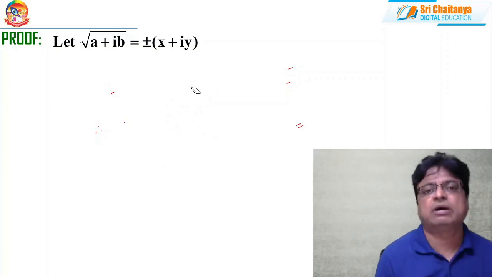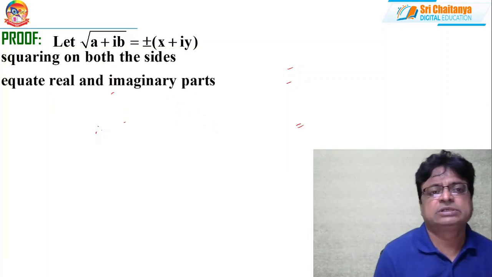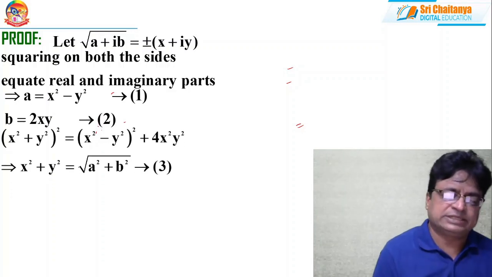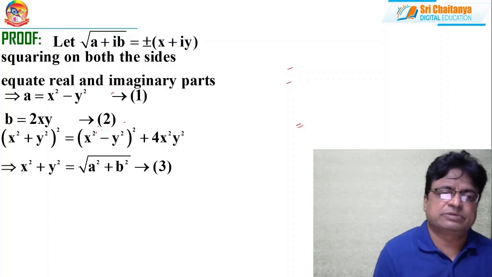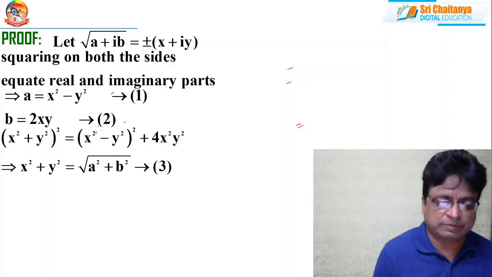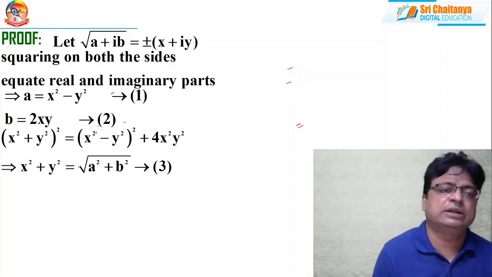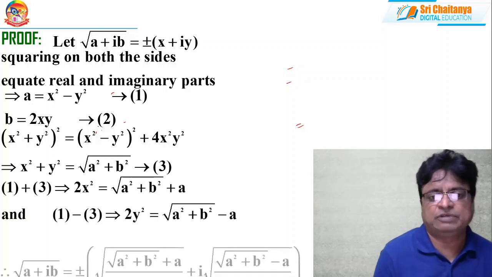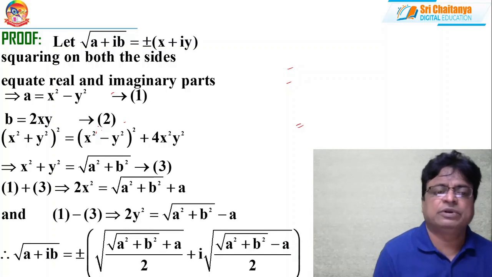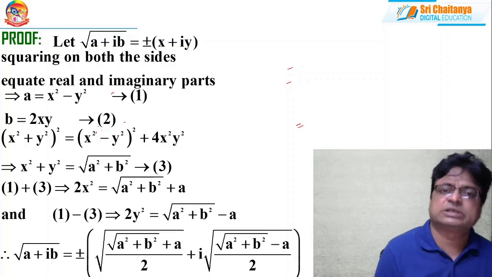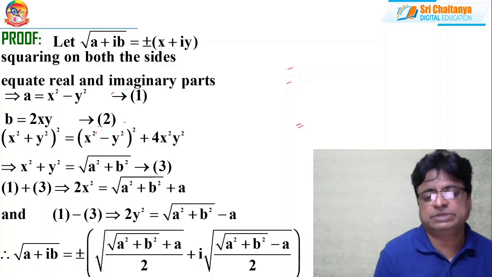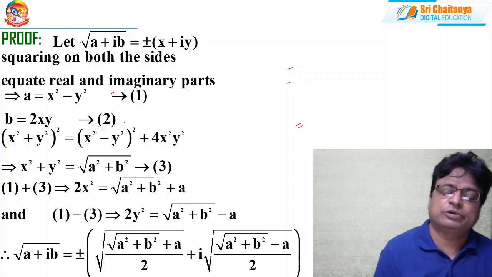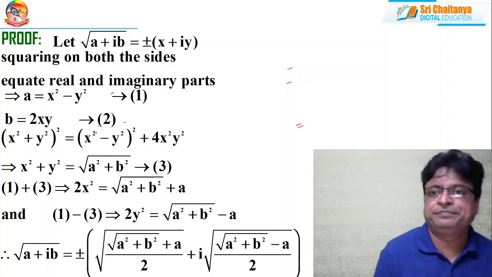Now again I am giving all the steps very neatly. See, squaring on both sides and equate real and imaginary parts. And as I said earlier, find (x square plus y square) whole square, thereby you will get x square plus y square. Now in your hand there are three equations. Now add 1 and 3 and subtract 1 and 3, you will get x and y. Therefore, root of a plus ib equal to plus or minus [root of (root a square plus b square plus a) by 2, plus i into root of (root a square plus b square minus a) by 2].